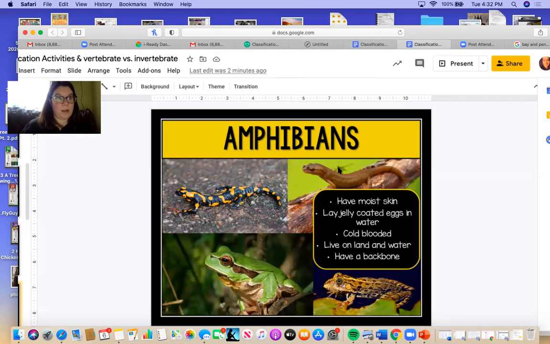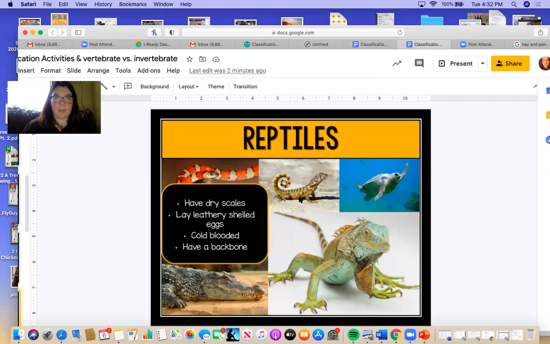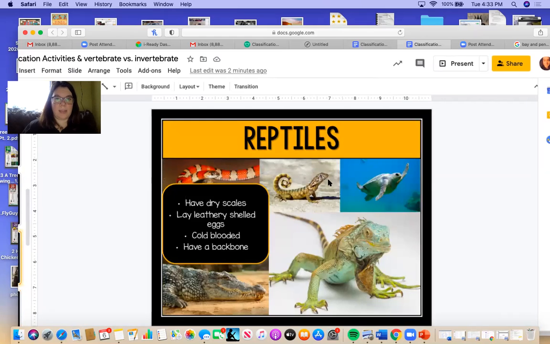And then from there, our amphibians, there was that one guy that was like, oh, I want to spend all my time on land. And that was the age of reptiles. And they have scales, but they are dry scales. Not like wet scales like the fish have. They're dry. They lay leathery shelled eggs. They are cold-blooded and have a backbone. So we notice so far our fish, amphibians, and reptiles, they all lay eggs, right? They have scales, they have a backbone, and they're all cold-blooded.